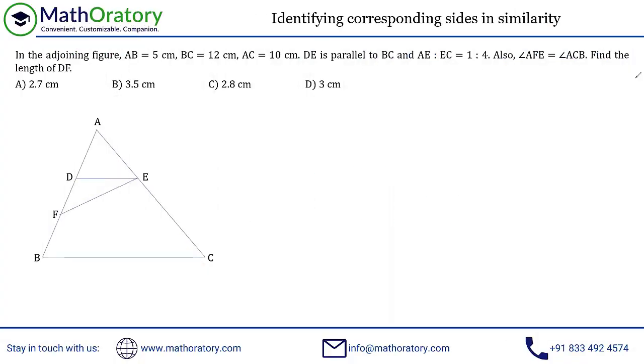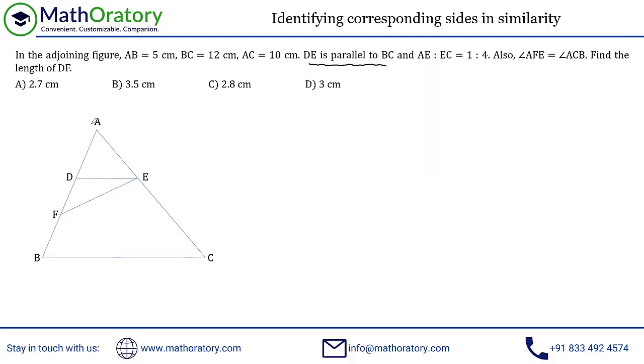The question is based on similarity because first of all, I hope that you notice that this DE is parallel to BC. So if DE is parallel to BC, that automatically makes angle D and angle B equal, and angle E and angle C equal. And obviously A is a common angle between this triangle and this entire triangle. So these two triangles are definitely similar.